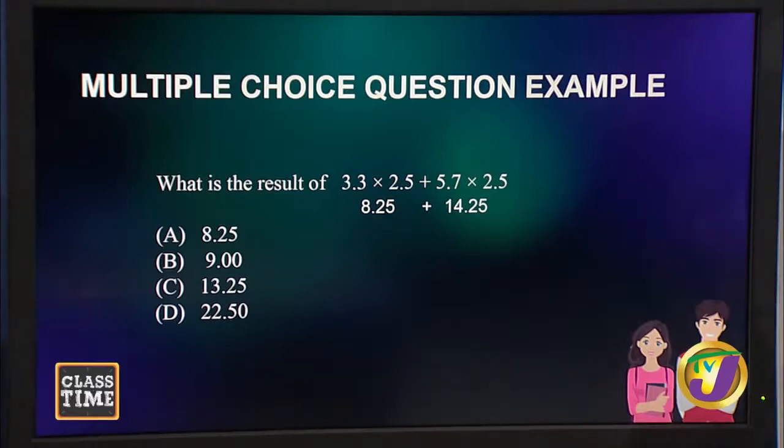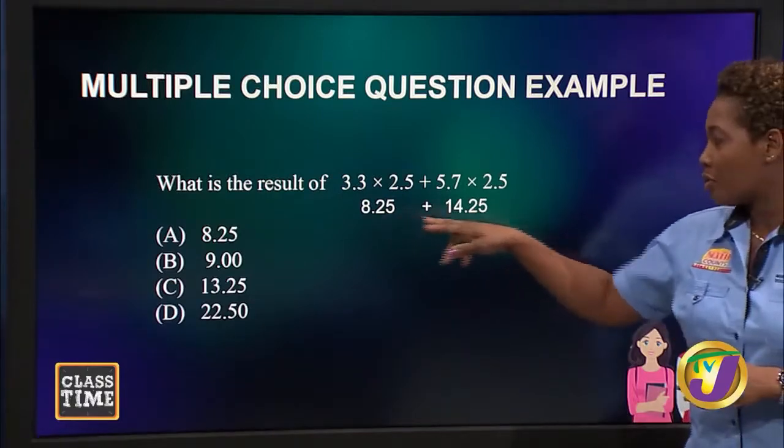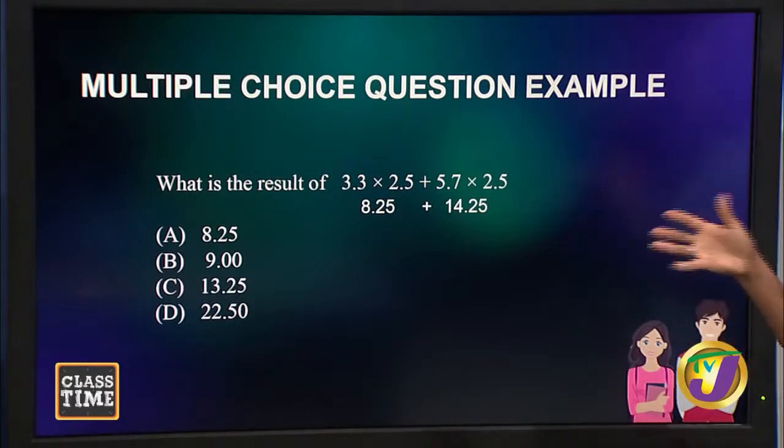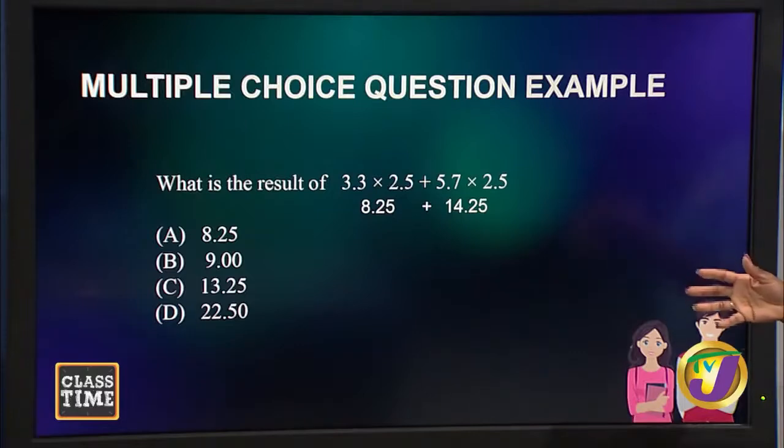Now as you can see, we're going to go ahead and add the products to get our result. Right away, from observation, 0.25 and 0.25 is going to give us 0.5. So if you look at the options, you only have one option.